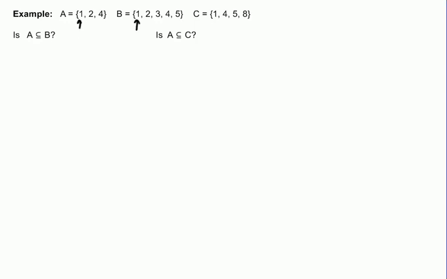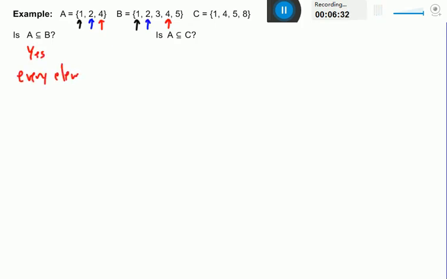So the number 1 in A shows up in B. The number 2 also shows up in B. And the number 4 also shows up in B. So we can say yes. Every element in A is also in B.